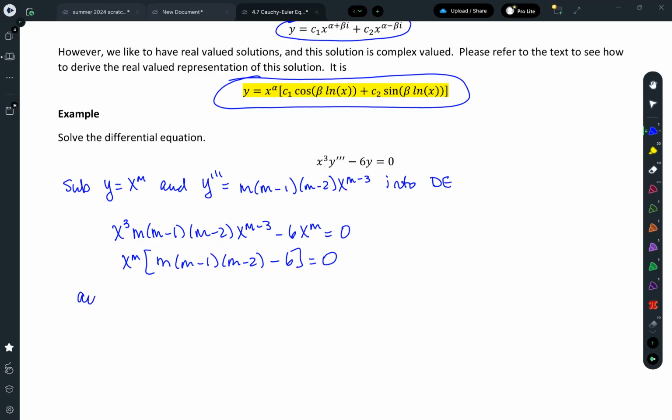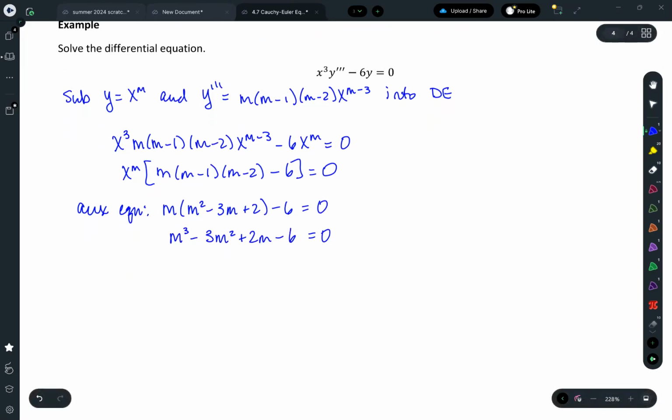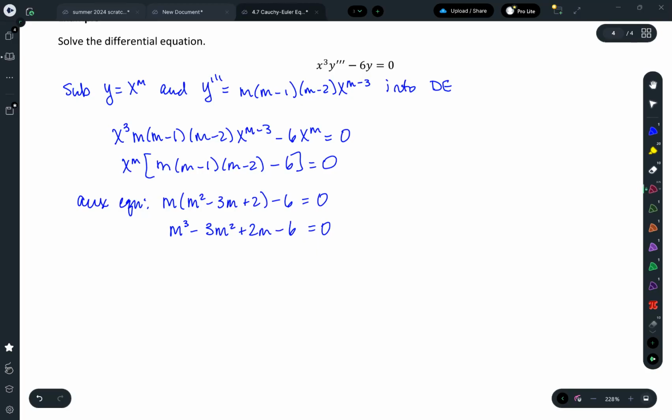So my auxiliary equation, that's what I'll focus on. We have m minus 1, m minus 2 multiplied together gives me m squared minus 3m plus 2, and then a minus 6 equals 0. Distribute the m. We have m cubed minus 3m squared plus 2m minus 6 is 0. When I'm looking at factoring third degree polynomials, if there are 4 terms, I look to see if the first 2 terms and the last 2 terms can factor and leave behind something common to each other. And it looks like that will work this time.